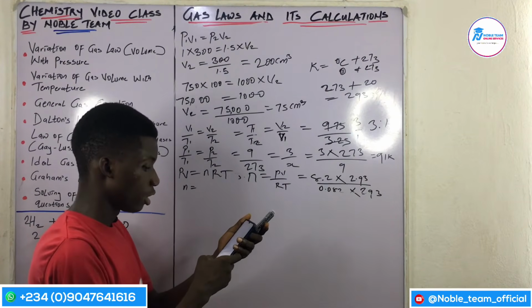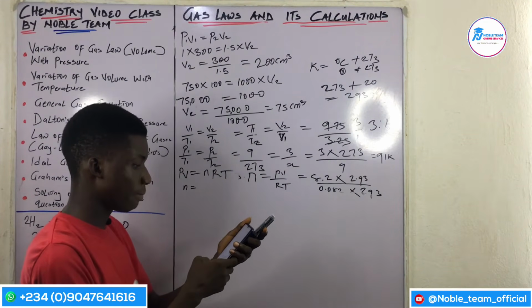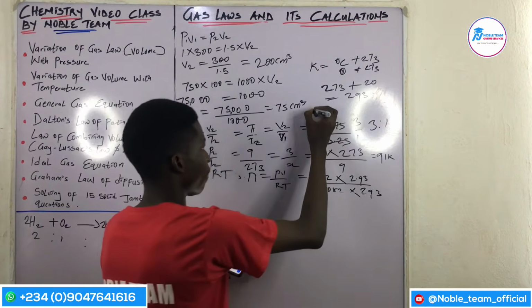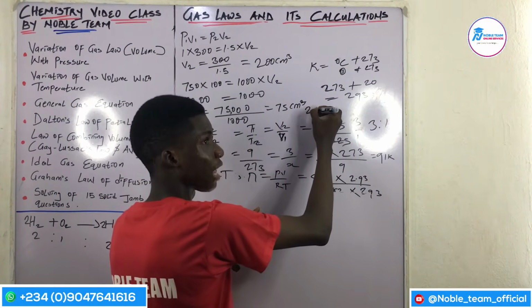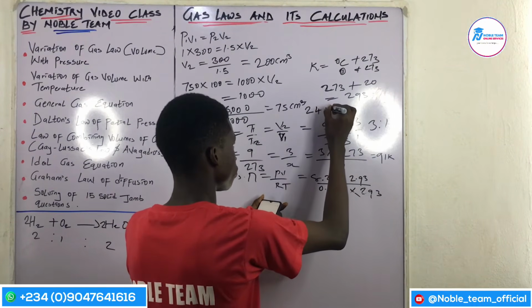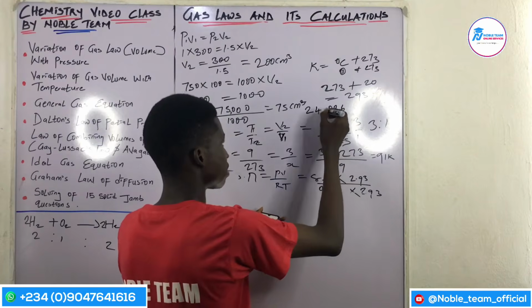So I have 8.2 multiplied by 2.93. This is my value. I think this ring light is disturbing. So 0.26. This is the numerator.